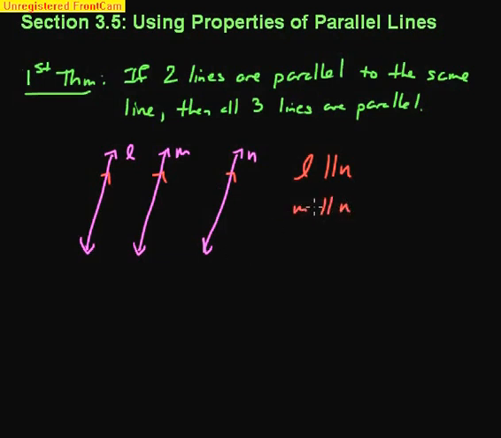So then what can we conclude? Let me make that M a little bit better. What can we conclude here? Well, if L is parallel to N and M is parallel to N, then we know that L is also parallel to M. And that's the conclusion. So now we know that all three lines are parallel to each other. And that's the first theorem. Pretty basic. All right, let's go on with the second theorem now.